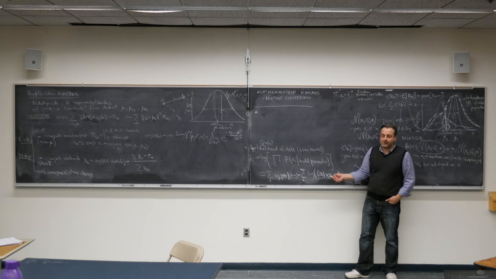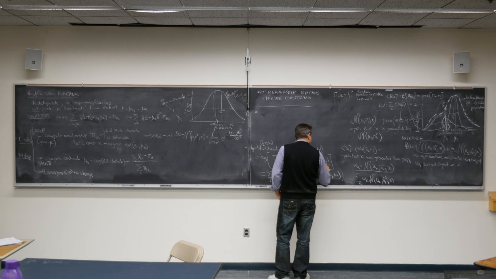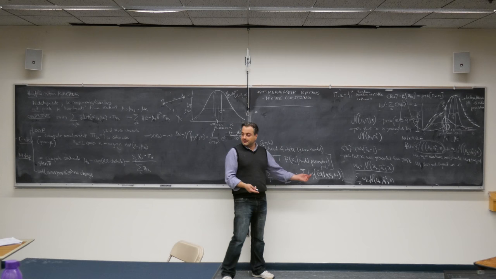Do we go up or down? If the data starts fitting the model really well, what's going to happen with those f's, which are probabilities? These are probabilities. Do they go up or down? If the data fits the model, probability should go up. So the log of them should go up.